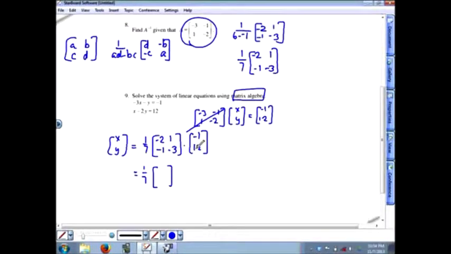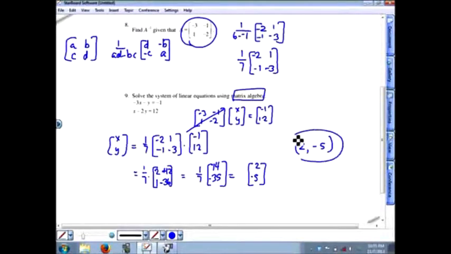So this is a 2 by 2 matrix, this is a 2 by 1 matrix. Multiplying a 2 by 2 to a 2 by 1 results in a 2 by 1. So it's just a single column with 2 entries. This entry comes from first row and first column, 2 times negative 1 is negative 2. 1 times 12 is 12. Second row, negative 1 times negative 1 is 1. Negative 3 times 12 is minus 36. So this is 1/7 times 14 over negative 35. Now times by 1/7 and you get 2, negative 5, and that equals x and y. So x is 2, y is negative 5. So the solution is 2, negative 5.